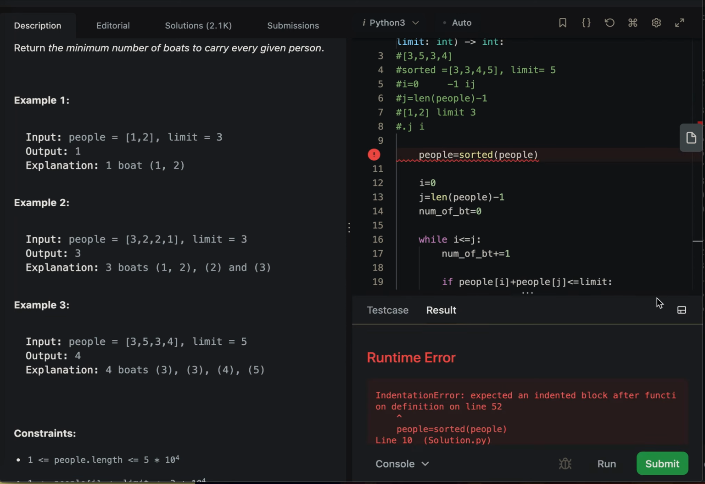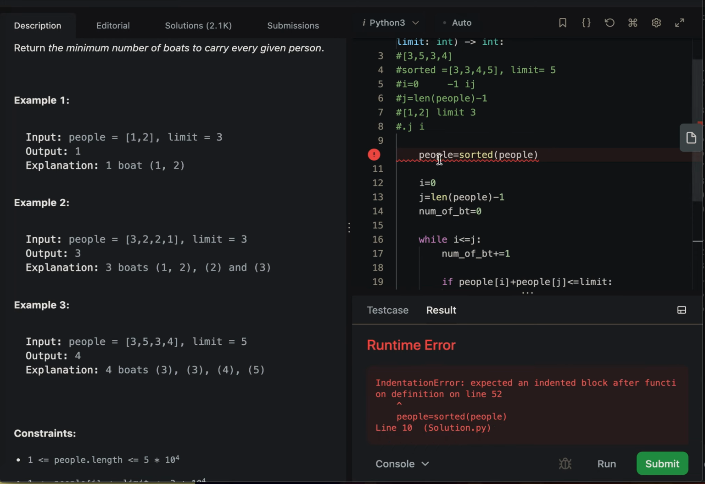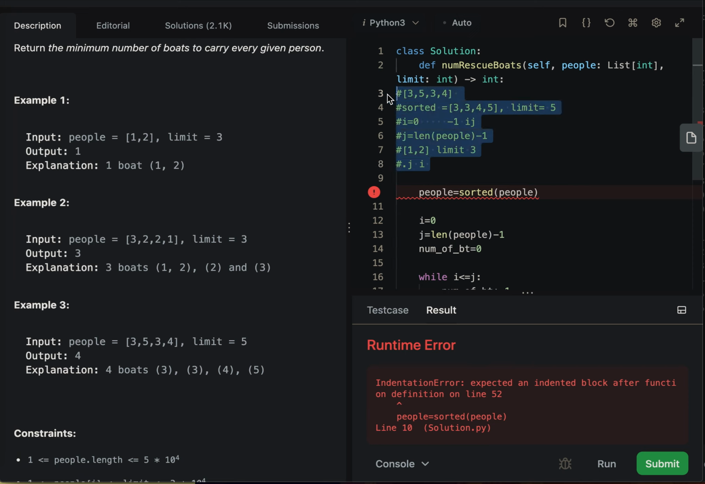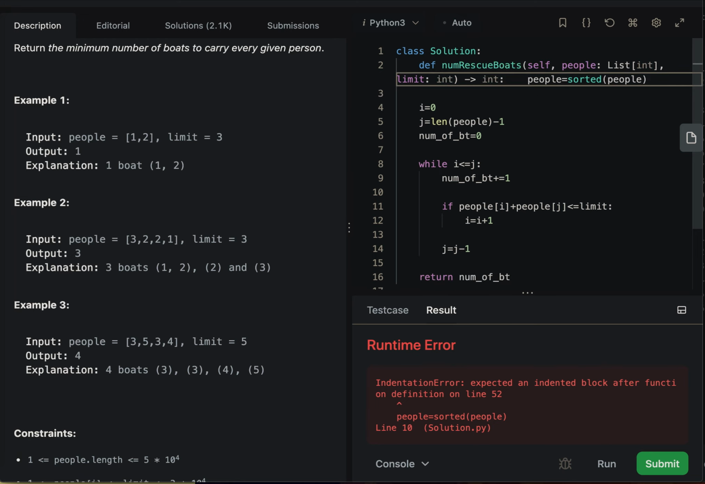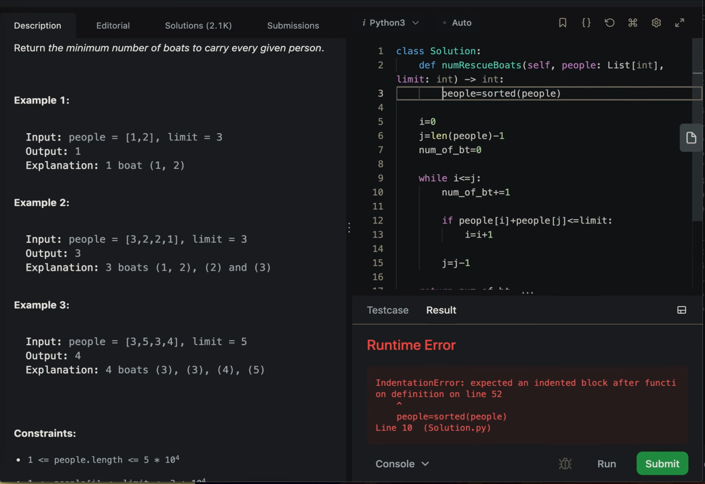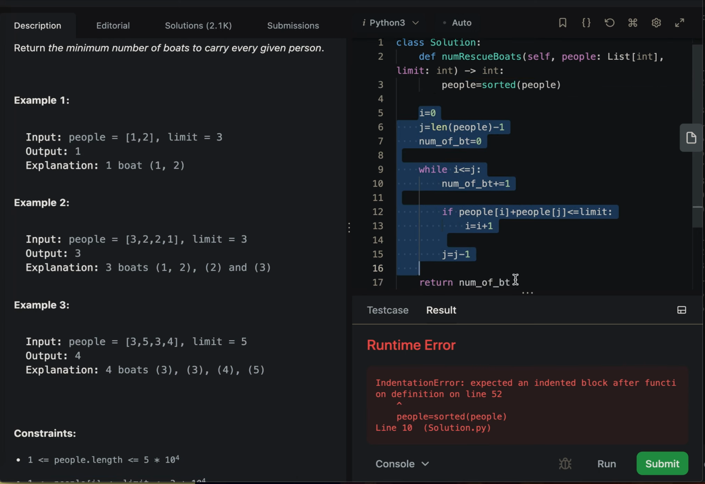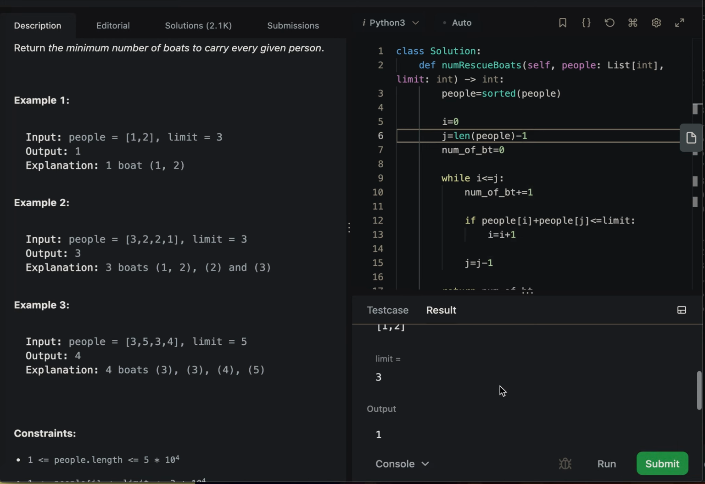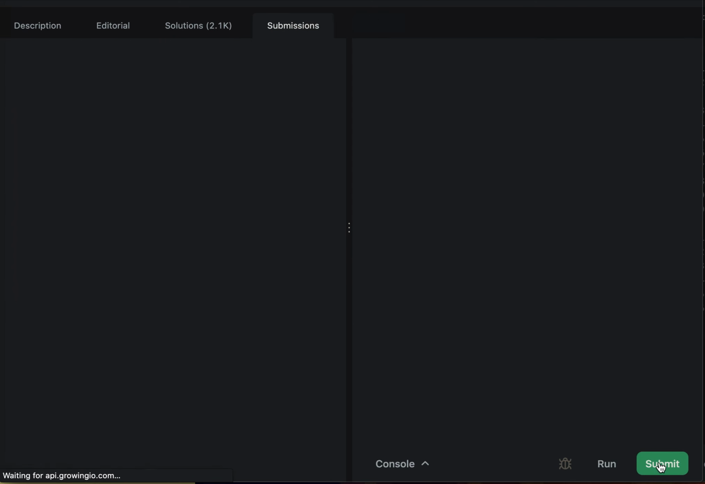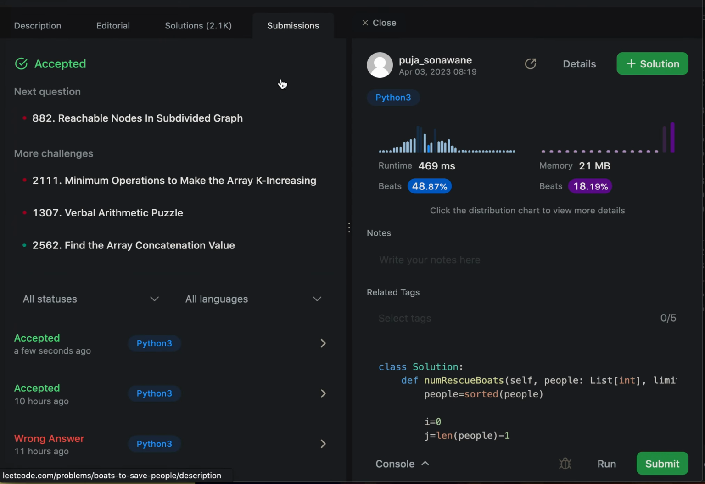Let's run it. What happened? Expected indentation. Let's get rid of this. Okay, yep, it works fine. Let's submit it. Yep. So 1848, not so good for the memory, but yeah, 48.